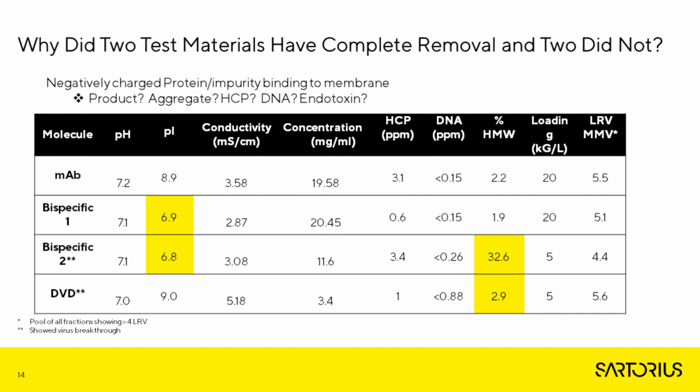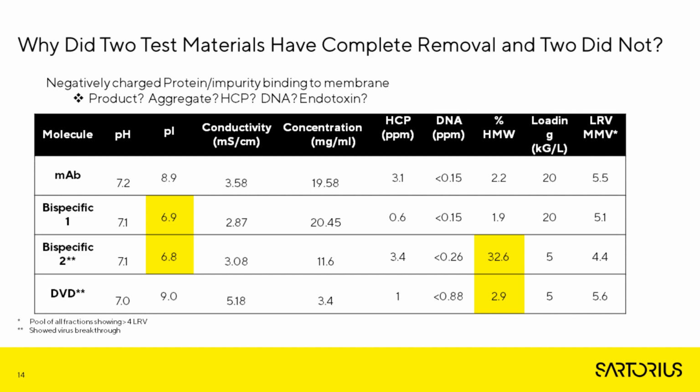So this is a little bit surprising to me, given the fact that the PI of the molecule is lower than the pH of the buffer. So there's a chance that the product could have bound to the membrane, limiting the virus that can bind. However, this was not a problem because we managed to go up to 20 kilograms per liter without a problem. And the other impurity levels are low, so that shouldn't have affected the virus binding either.